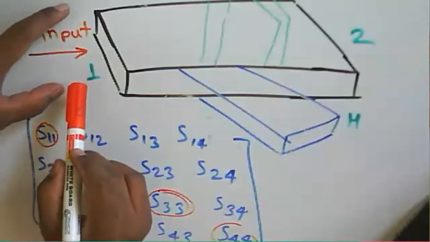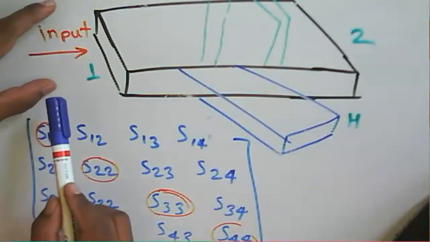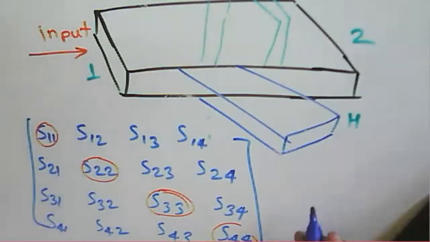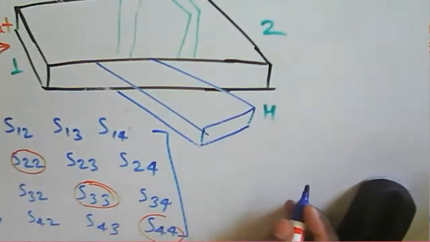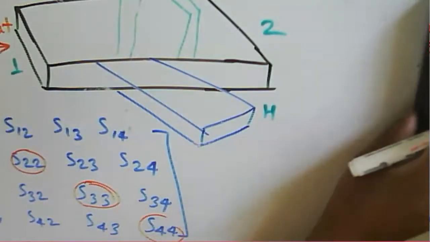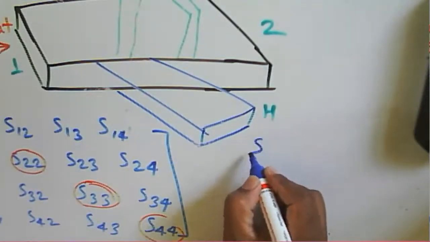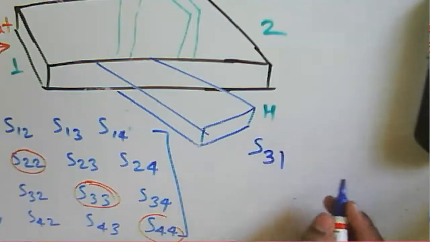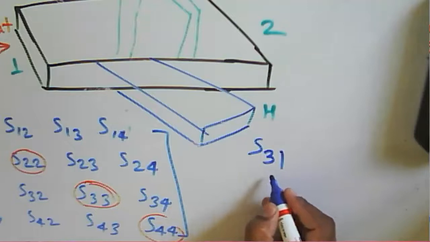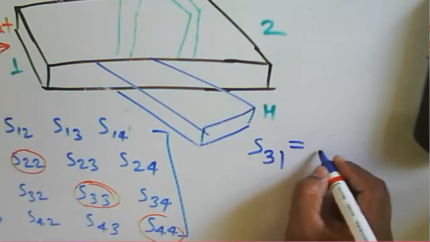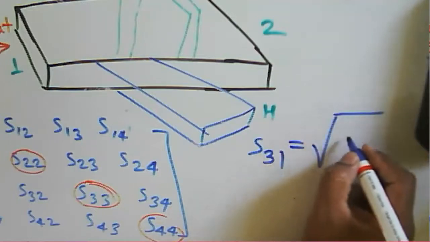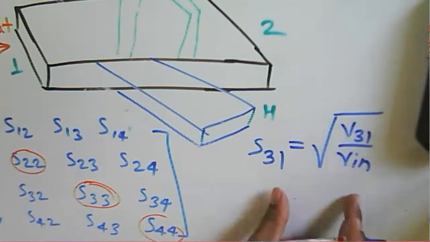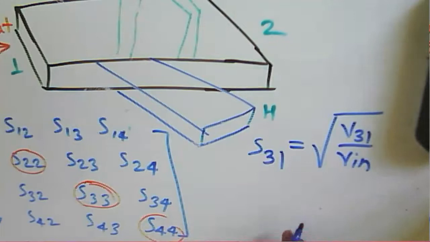Suppose I have the input at port 1 and the output is measured at port 3. In that case, the S matrix element will be S31, with input at port 1 and output at port 3. So it is the square root of V3 1 divided by V in. So we'll get that S31.